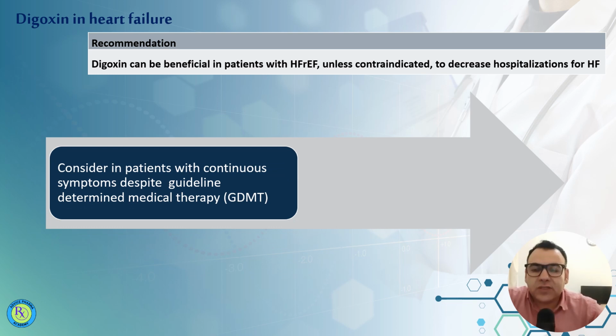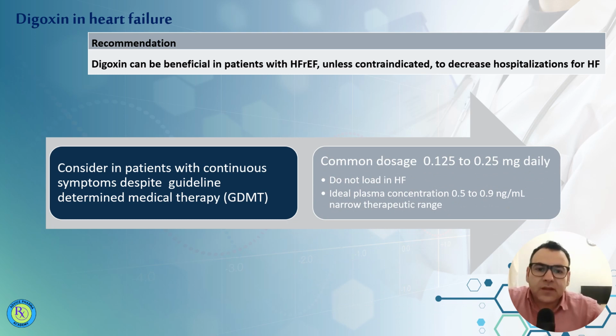So it is considered if the patient still has symptoms despite GDMT, guideline directed medical therapy, and the common dosage is 0.125 to 0.25 milligram daily. Patients need not be loaded in heart failure, and the target plasma concentration is 0.5 to 0.9 nanogram per ml because it is a narrow therapeutic index drug.